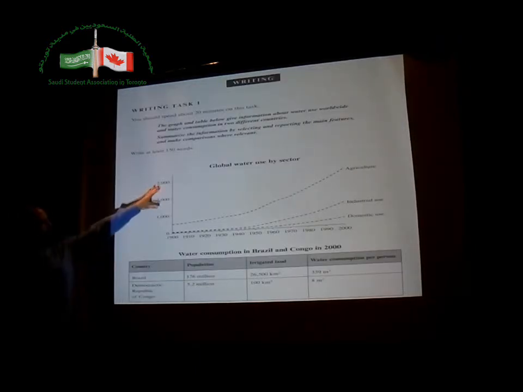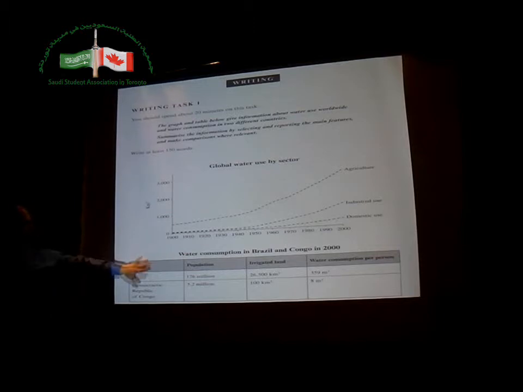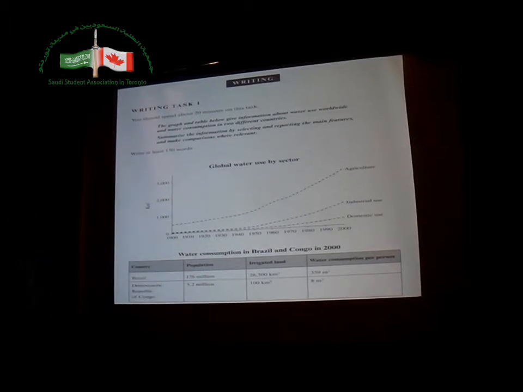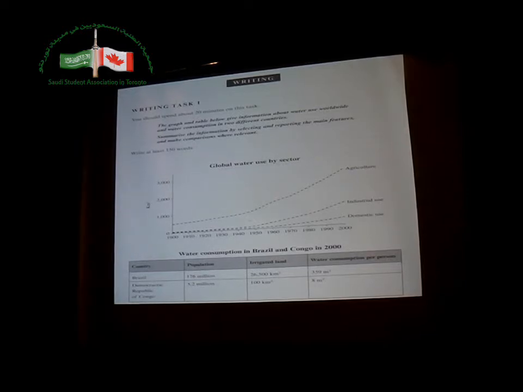Without reading this, I'm going to show you a very good answer, and we'll look at how they made the good answer. Look at the top. So when you start part one, start by telling what the graph shows. It has to be just a simple sentence. The graph shows how the amount of water used changed between 1900 and 2000. Okay, and then go on.